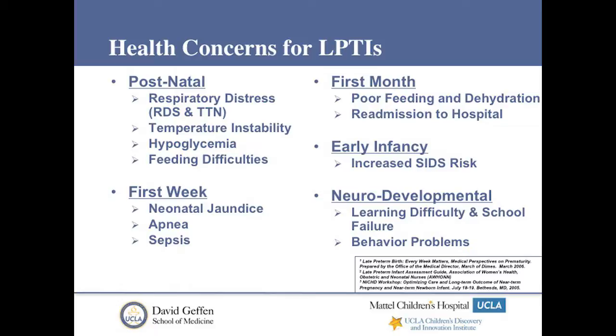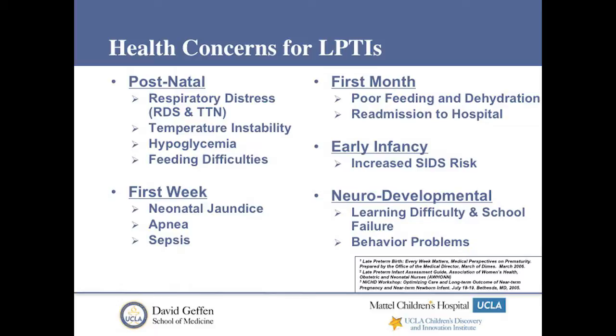So from a postnatal perspective, the things that we usually are seeing: respiratory distress, RDS and TTN, temperature instability, hypoglycemia, and feeding difficulties. Within the first week, we'll add to that neonatal jaundice, apnea, sepsis. Within the first month, particularly as we start looking at reasons for readmission, again, we're seeing more with poor feeding and dehydration. And then as we get into early infancy, we consider the increased risk for SIDS.